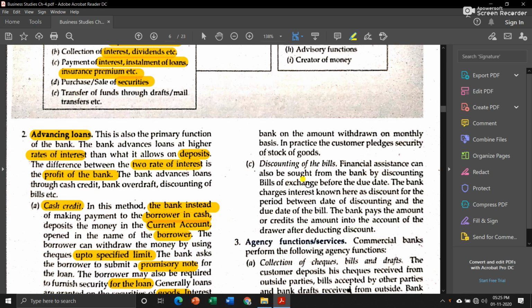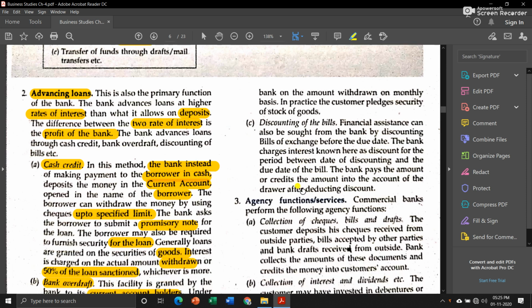Now don't forget about this bill of exchange, because in accountancy as well we will be discussing a particular chapter about this. At that time we will discuss the bill of exchange in detail, but as of now just remember that discounting of bills is also one of the functions of a bank.